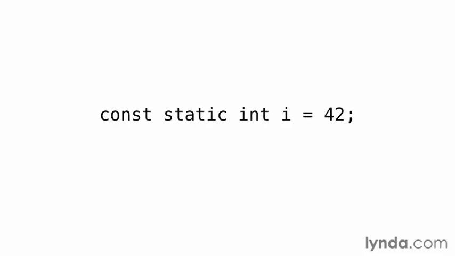Qualifiers are used to change the default properties of variables. There are two types of qualifiers in C and C++, type qualifiers and storage class specifiers. This is an example of a variable declaration with qualifiers. In this example, the const and static keywords are qualifiers.